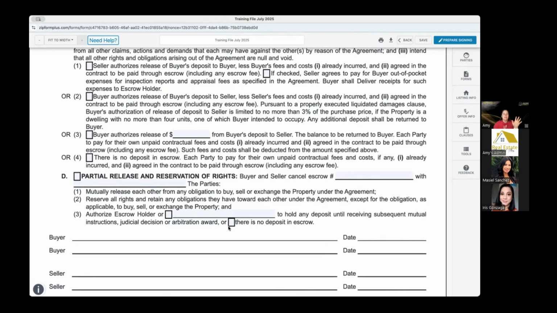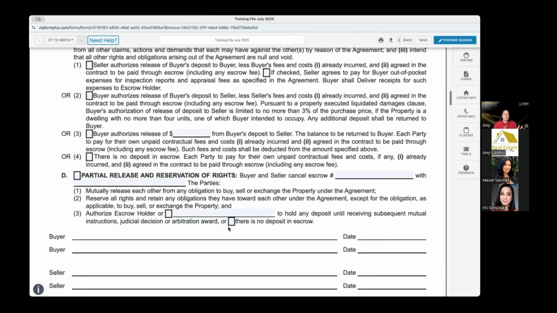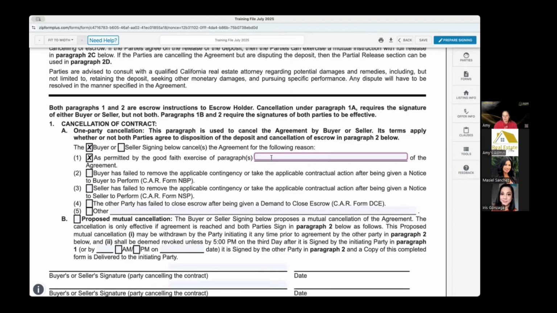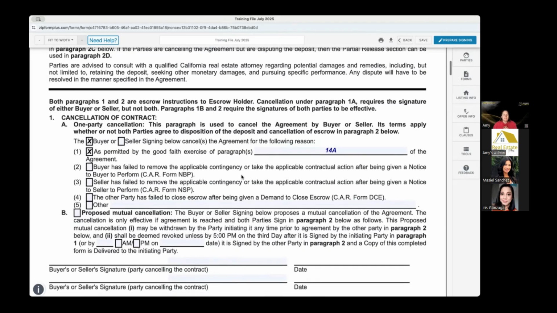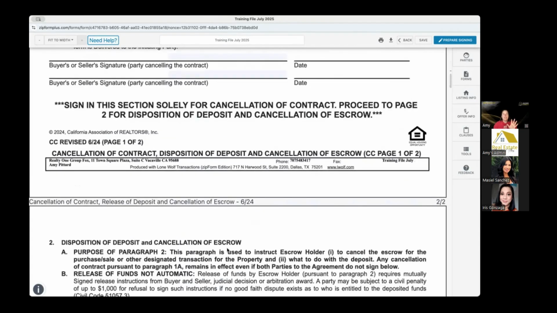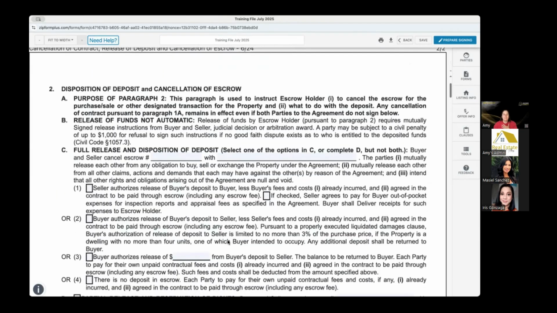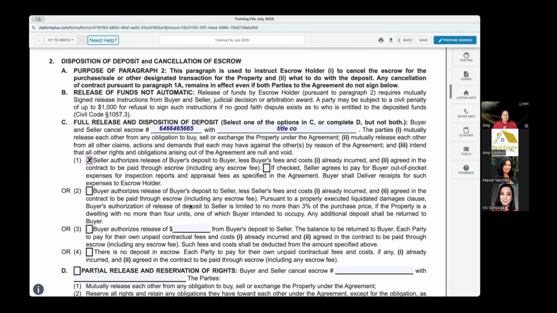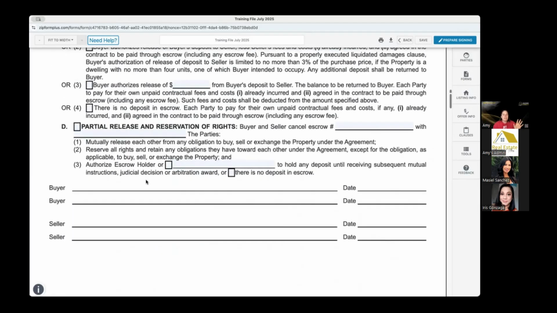Okay. So for the most part, we're going to come up here. We're going to fill out section 1. Maybe the buyer's canceling as permitted under good faith exercise of 14A. Okay. I think that talks about inspections. I could be wrong. Okay. We're canceling there. Buyer's going to sign up here. Then when I fill this form out, because I'm looking out for my buyer and my buyer thinks they're going to get their deposit back, I'm going to fill out the escrow number here. I'm going to fill out title company here. Then I'm going to say, hey, seller authorizes release of buyer's deposit to buyers, less the buyer's fees and costs. And then that's going to be cancellation.